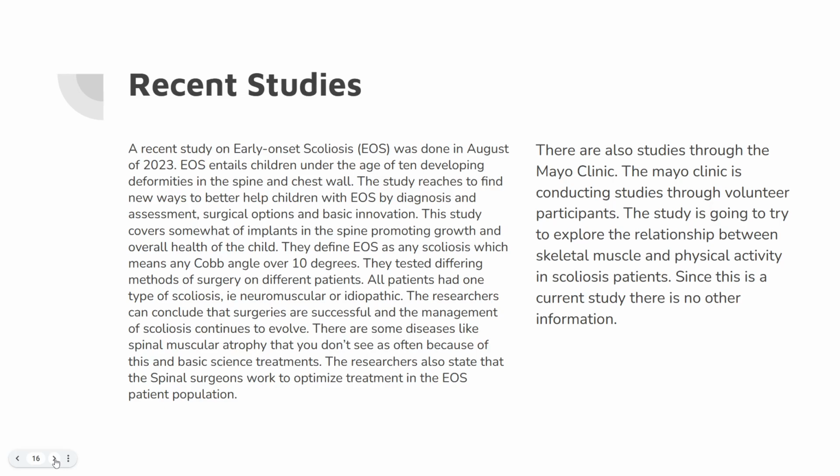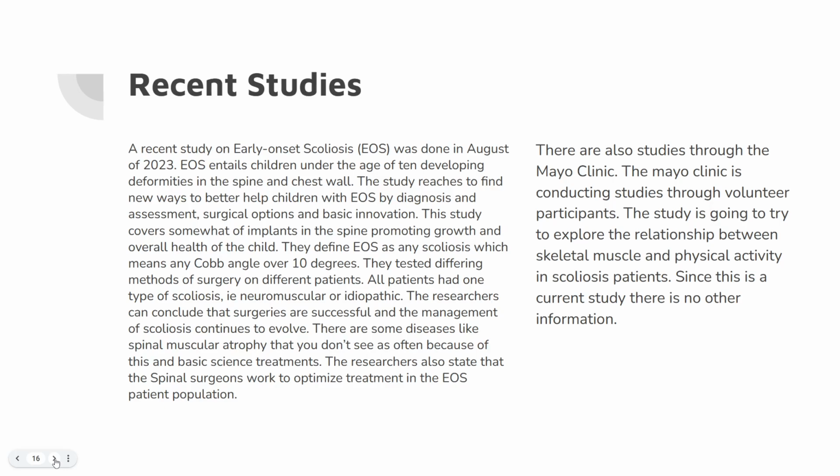They tested differing methods of surgery on different patients. All patients had one type of scoliosis, either neuromuscular or idiopathic. The researchers can conclude that surgeries are successful and the management of scoliosis continues to evolve. There are some diseases like spinal muscular atrophy that you don't see as often because of these and basic science treatments. The researchers also state that the spinal surgeons work to optimize treatment in the EOS patient population.